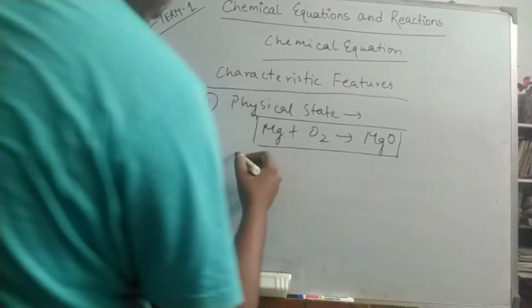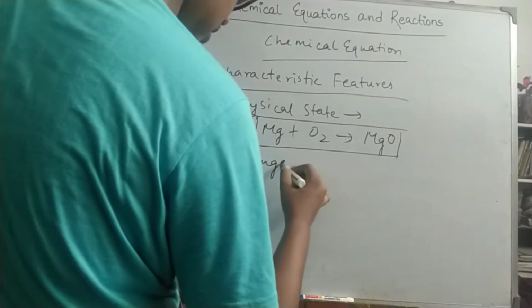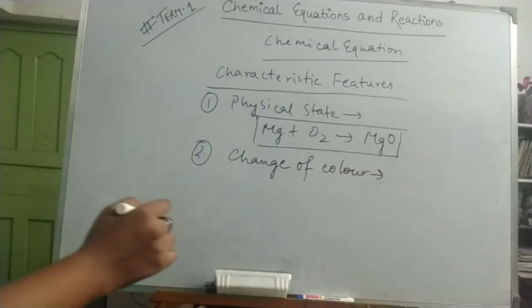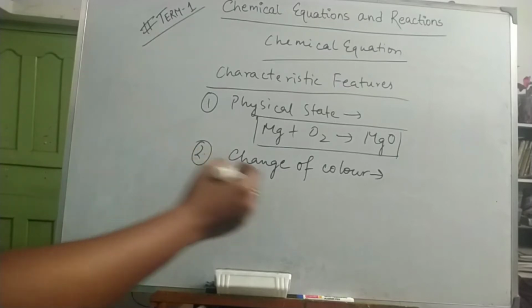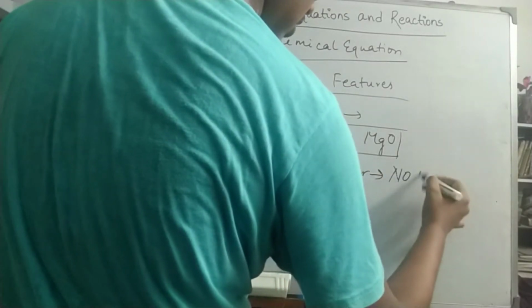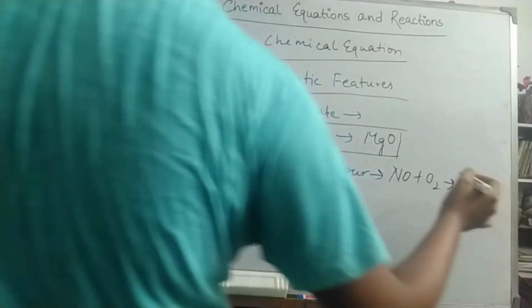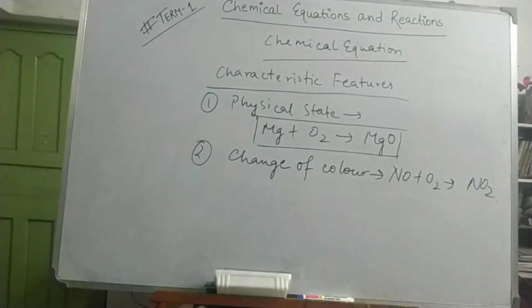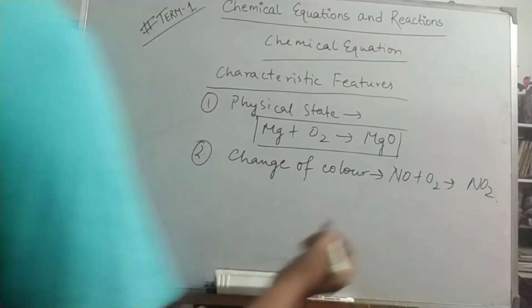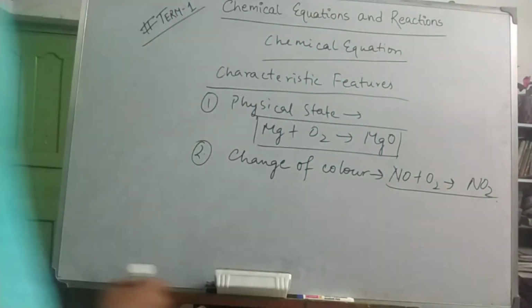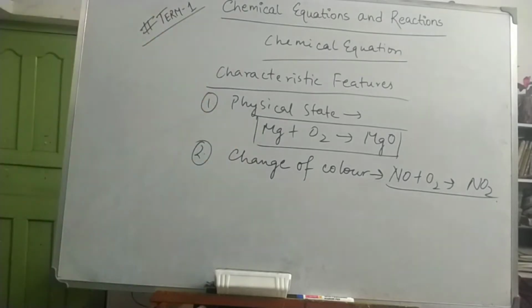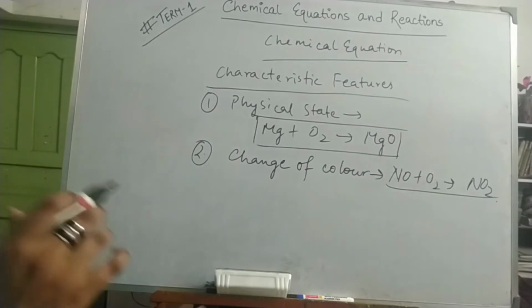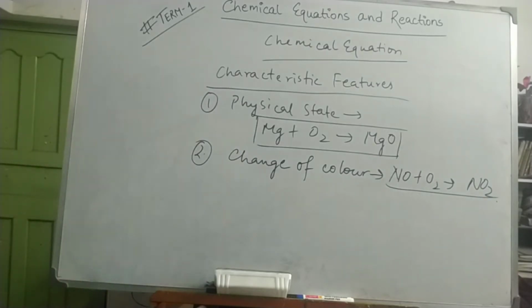Now change of color. Color changes in a chemical reaction. NO, nitrogen, plus O2 gives NO2. This reaction will also come, change of color. Only examples you remember, that's it. That is enough for your MCQ examination in term 1.